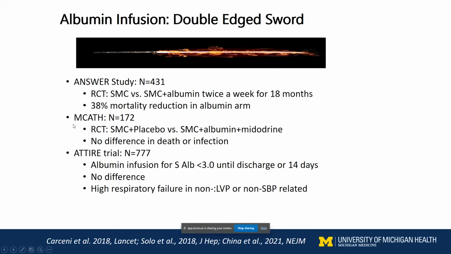However, it was not replicated by the two other studies. The MACHT study of 172 patients did not find any difference in death or infection. And then the ATTIRE trial of 777 patients, where albumin was infused for serum albumin less than 3 until discharge or 14 days, found no difference in mortality, and there was a higher rate of respiratory failure in non-LVP or non-SBP related indications for albumin.